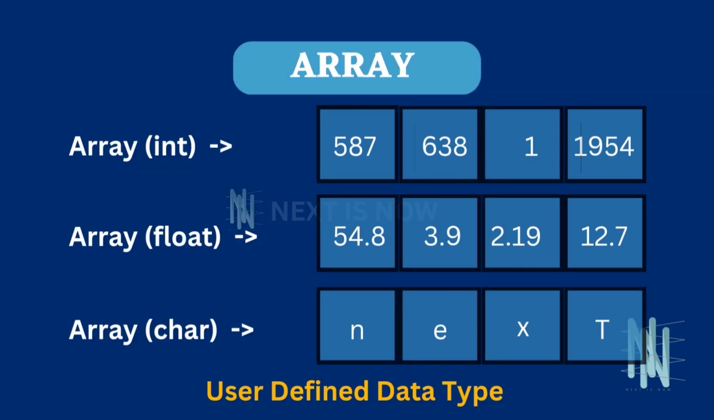Alright, so here as you can see the topic is array. Array is also a data type, but it is a user defined data type. Here you can see in the first line there is an int array, float array, and char array. The first one is an integer type array, the second is a float type, the third one is a character type array. They take values as their type.